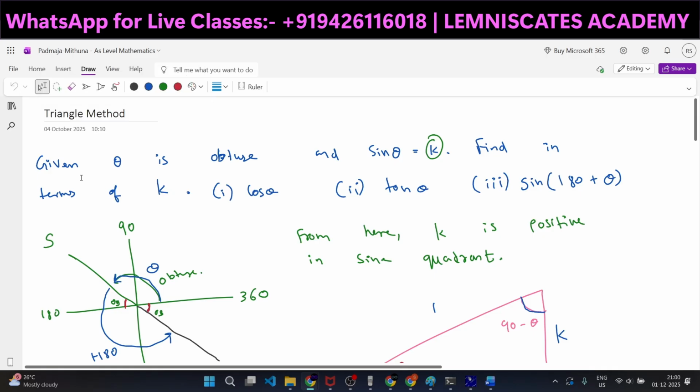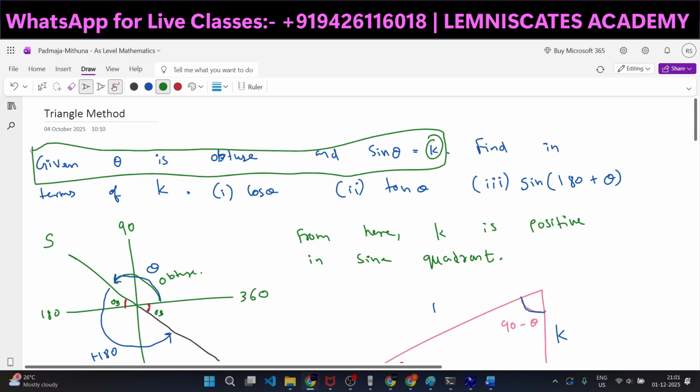So the type of question that you should be aware of is, they'll give you some kind of an angle that could be either acute, obtuse, or reflex. And then they'll give you some kind of trigonometric ratio like sine theta, cos theta, or tan theta equal to something in terms of k or some kind of constant. So you can see that this is the first example where your given theta is an obtuse angle and sine theta is equal to k.